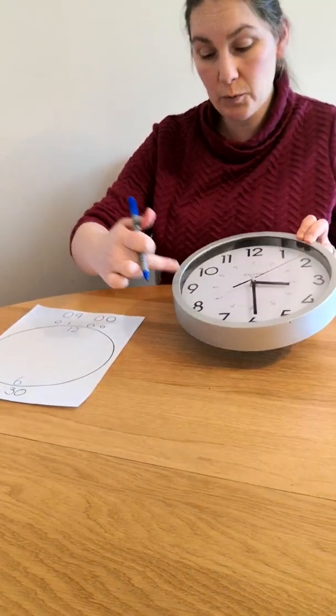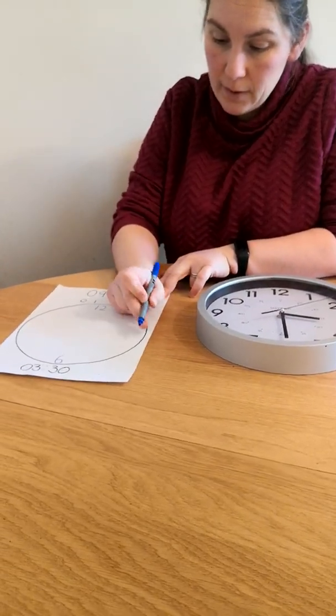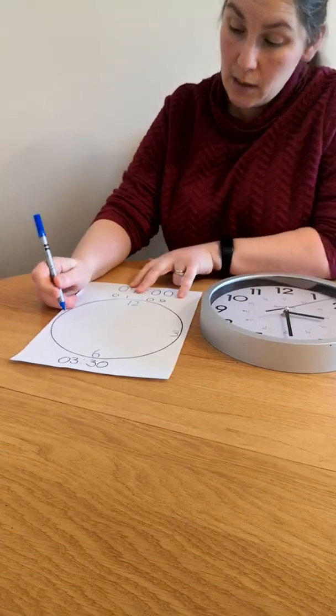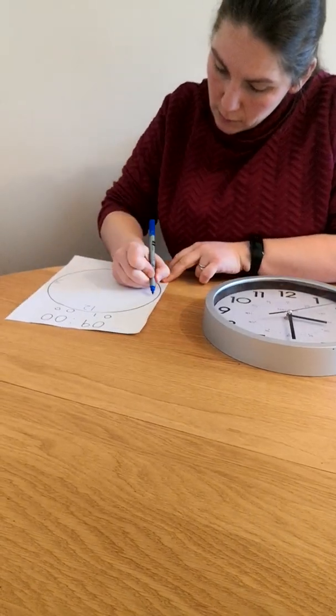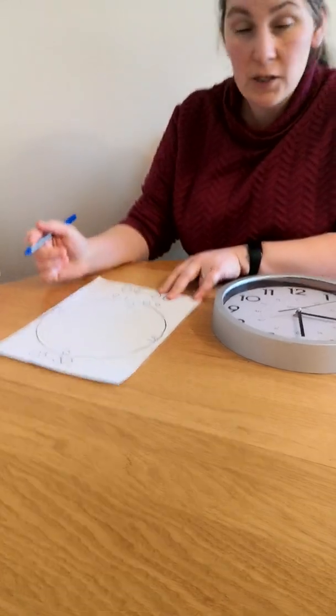I'm going to put in the rest of the numbers now. So sometimes it helps to put on the opposite corners. So I'm going to put on 3 at this side. I'm going to put 9 at this side. Then I just fill in the blanks.